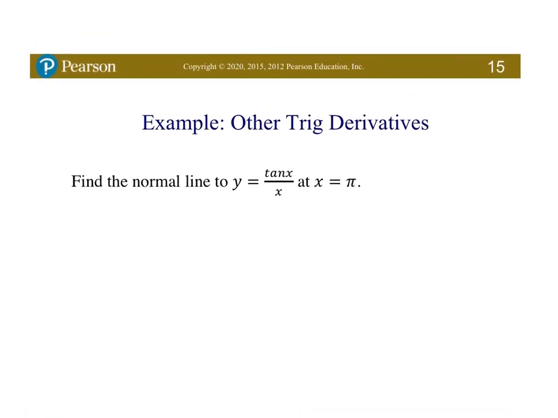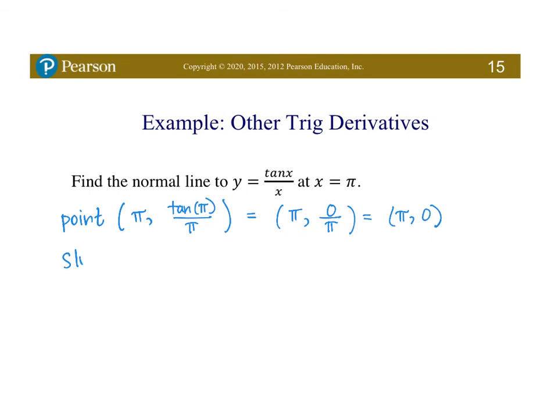For our last example, we're just going to look at finding the normal line. And so again, you're going to be basing this on your point. So my point is pi, comma, the tangent of pi over pi. Okay, the tangent of pi, based on the period of the tangent function, is the same as the tangent of 0. And so this is 0 over pi. So my point is simply pi, 0.